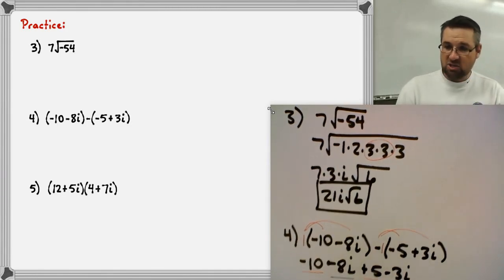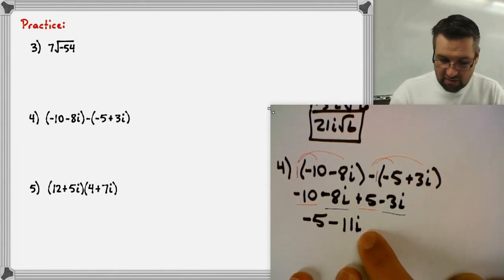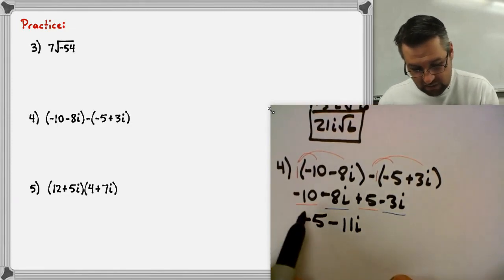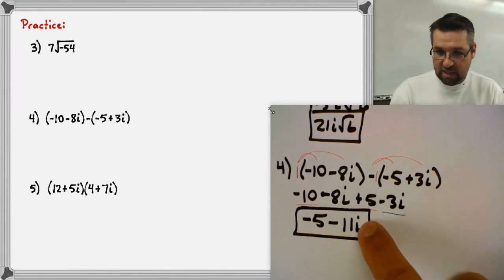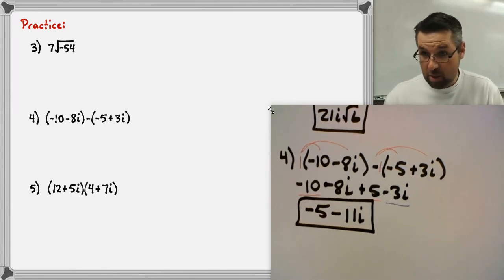Now, we don't have an i squared here. Uh-oh, can't see what I'm doing here. We don't have an i squared here, so we can't simplify this any further than we already have. If that was an i squared, then we could replace it with negative 1 and keep going.